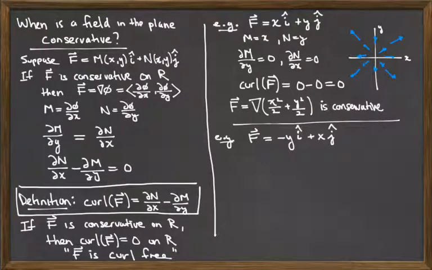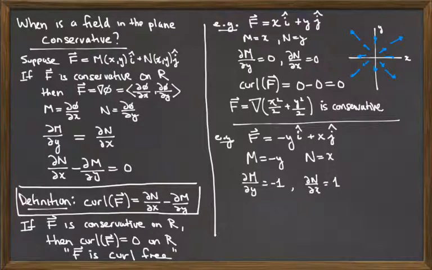Let's look at a complementary example here. I'm going to take minus y and x for my components. So M is minus y, N is equal to x. We take the partial derivatives. And in this case, I get minus 1, and I get 1 now. The way that I've swapped the order of the variables ensured that I got non-zero derivatives.